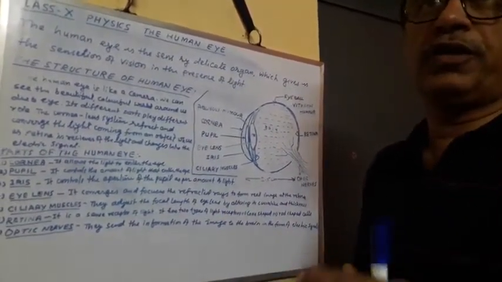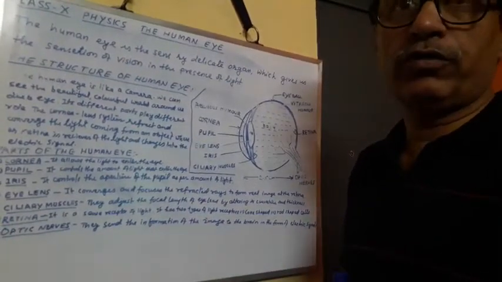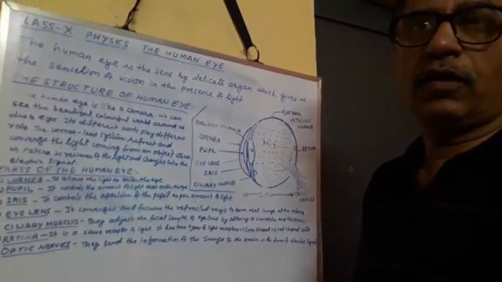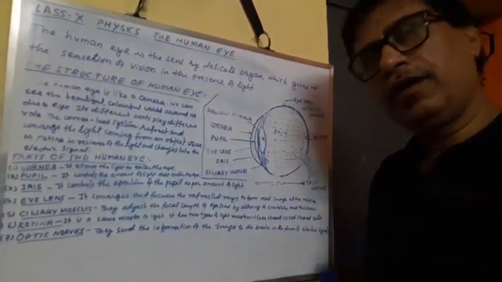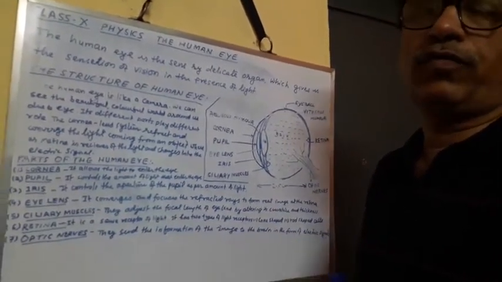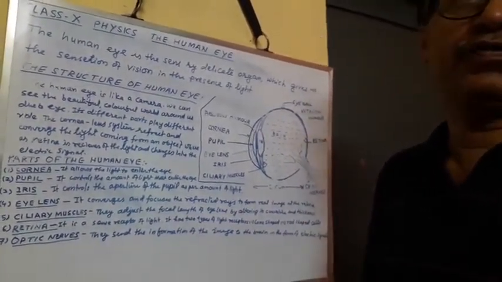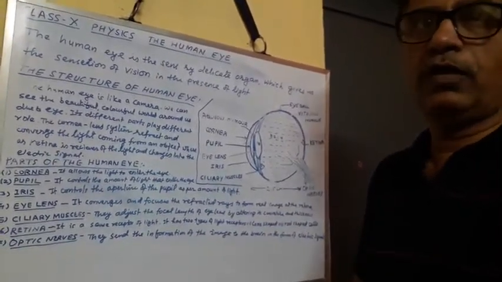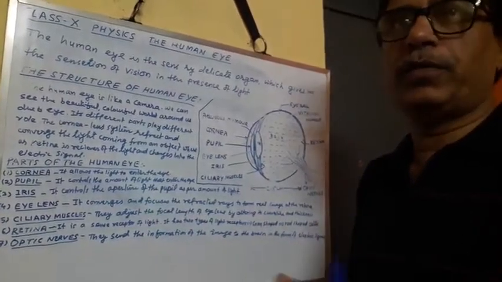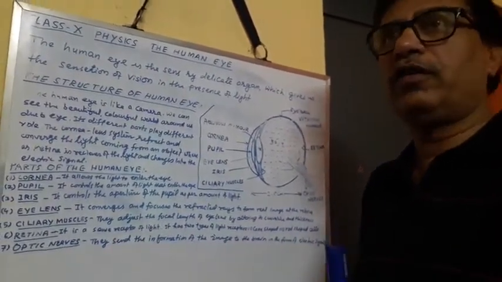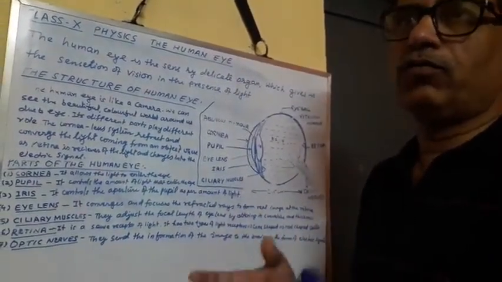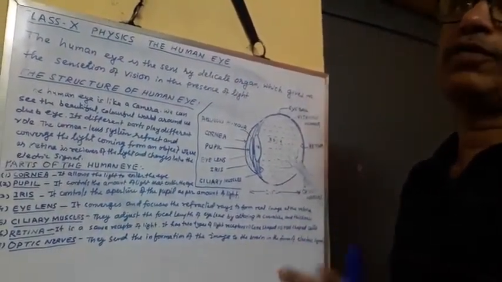Now, this is a part of the human eye, so it should be studied in the chapter of biology, but we are studying here in physics. Do you know what is the reason? The reason is that the working of the human eye is only in the presence of light. If we switch off the light of the room, then we cannot see anything. So the functioning of the eye is only in the presence of light. And what are the phenomena involved in the working of the human eye, we have to describe here.